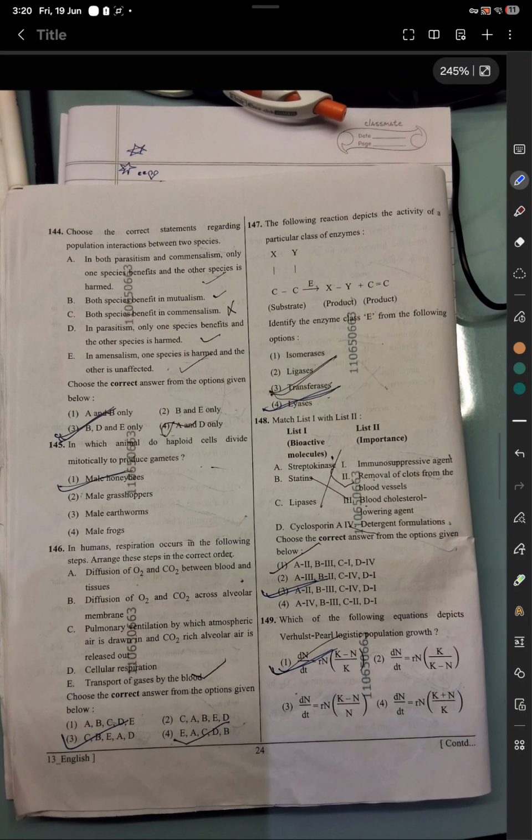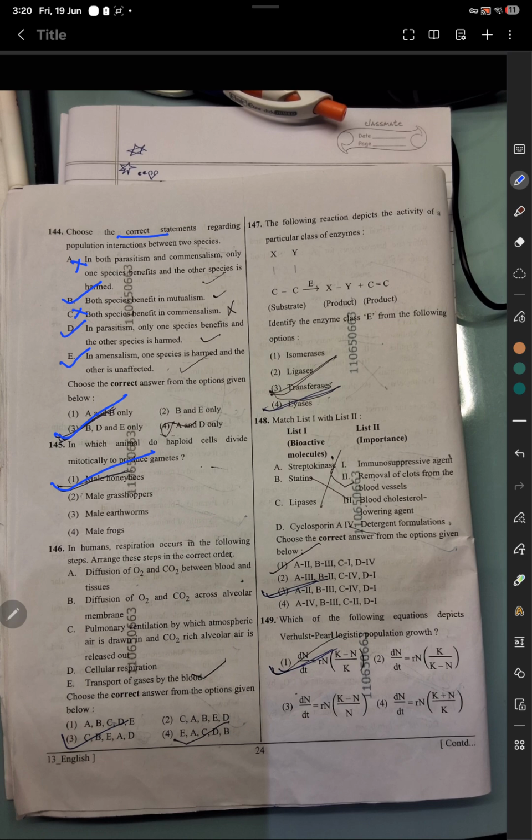Question 144. Choose the correct statement regarding population interaction between two species. So it's asking for correct, so option number 3 is correct. B, D and E are correct. C is not correct and A is also not correct. Then, in which animal do haploid cells divide mitotically to produce gametes? It's the male honeybee.